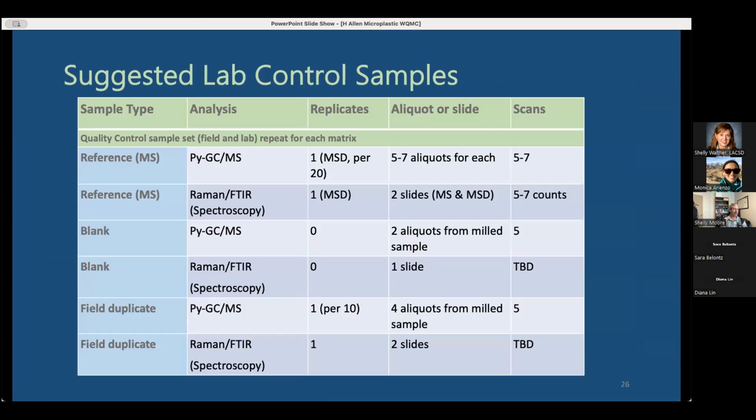Okay, I have 2 slides left. So this is just a quick example of, if you're doing a study, how many lab control samples and what I do.